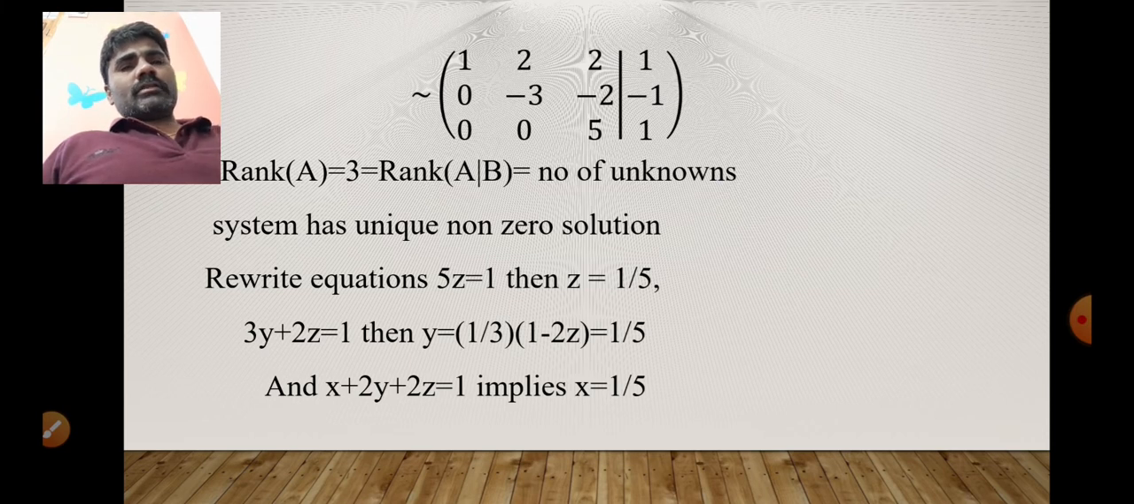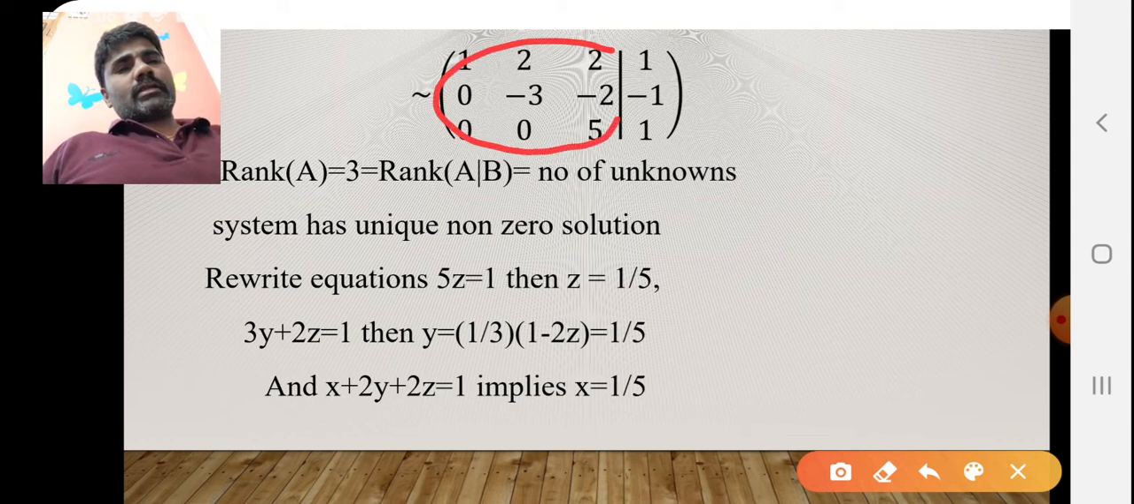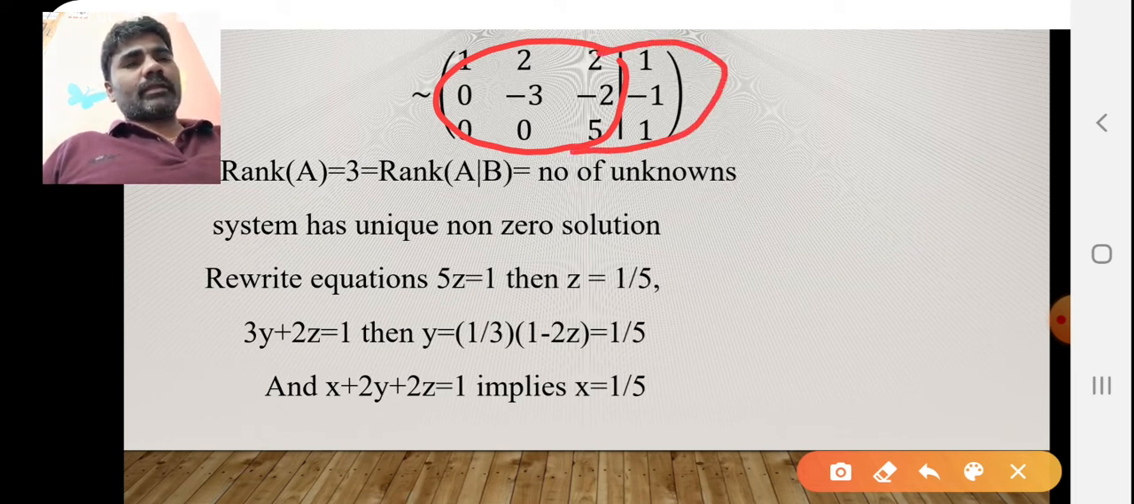Then what is the rank? Decide the rank of the matrices. What is the rank of A? This is matrix A. In this matrix A, the number of non-zero rows is 3. That's why rank of A is equal to 3. And for the rank of AB, the entire matrix, the number of non-zero rows is also 3. That's why rank of AB is also equal to 3. Therefore, rank of A equals rank of AB equals 3, equal to the number of unknowns. Unknowns also equals 3. That's why the system has only one solution, that is the reduced equations.